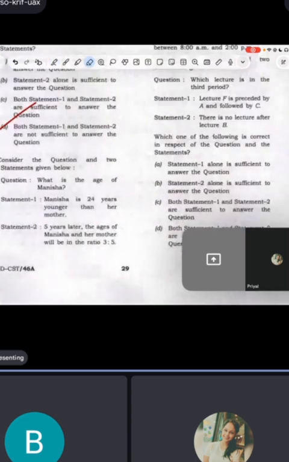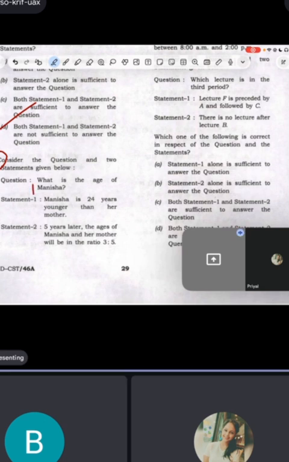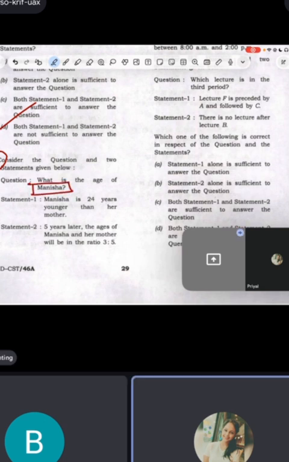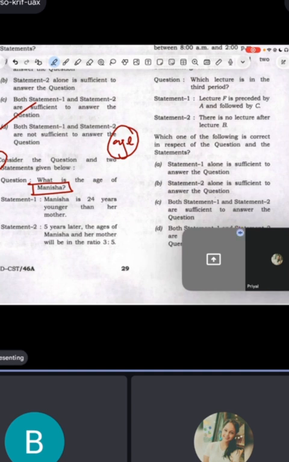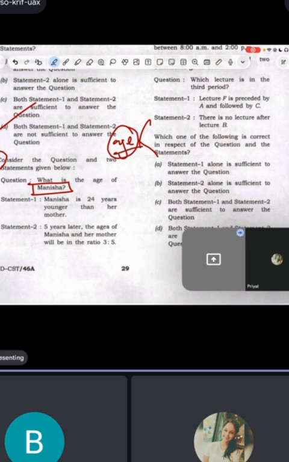Read this question. 49. Consider the question and two statements. What is the age of Manisha? Guys, this is an age question. I repeat, this is an age question. In an age question, let me tell you guys, to determine the age of any person, we need two things: age relationship, and second is ratio.